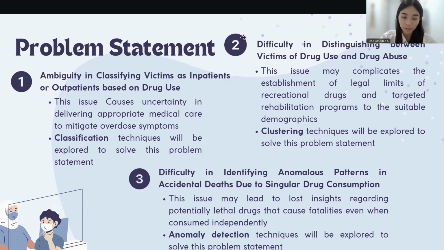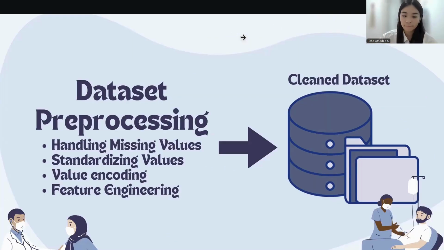The last problem statement we'll be going over is the difficulty in identifying fatalities caused by a singular drug type. Overlooking these anomalous cases may lead to lost insights regarding potentially lethal drugs that cause fatalities even when consumed independently. Anomaly detection techniques will be explored to solve this problem statement.